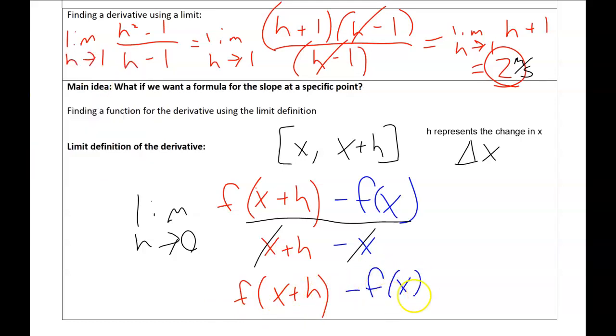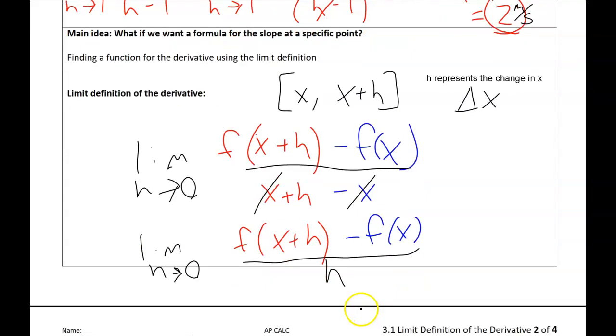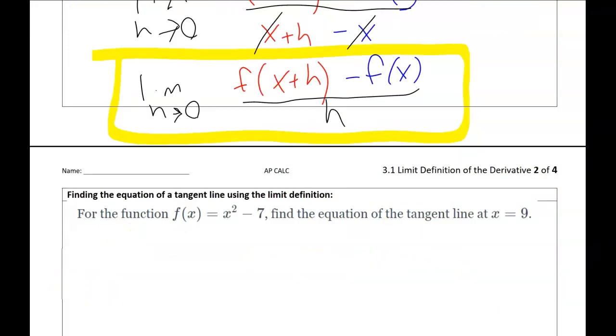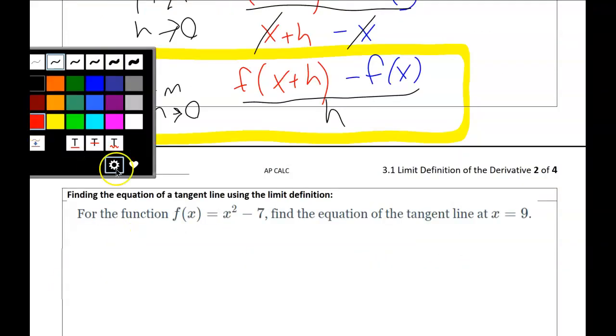And again, I'm going to use 2 different colors to make our lives easier in the future. Just h is left on the bottom, and we're taking the limit as h goes to 0. And this is going to be the definition of the derivative that you use on your Delta Math. So highlight it, draw a big box around it, whatever you need to do. This is the definition that we need. So now we're going to use this formula on this next page.